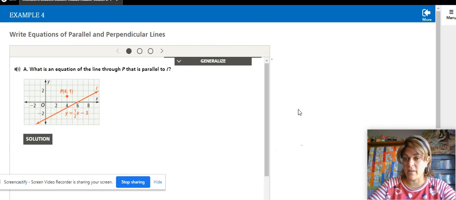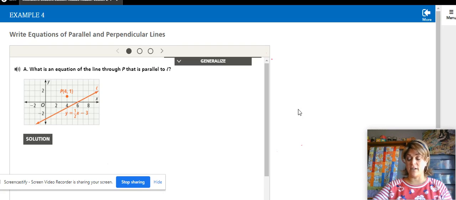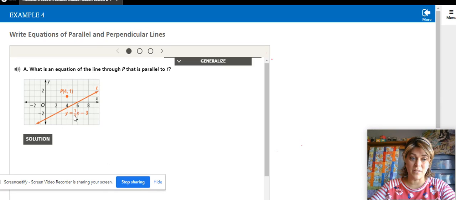Writing equations of parallel and perpendicular lines. If you're not very good with equations of lines, or if you struggled in the past, really go back and review these. There are lots of resources, and your teacher can help. I can help finding those resources. But here's an equation of a line. It says, what is an equation of a line through point P parallel to line L? First of all, if the lines are parallel, then the slopes have to be the same. So there's my slope.